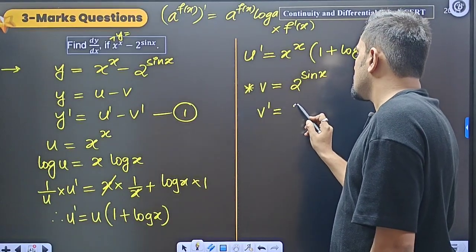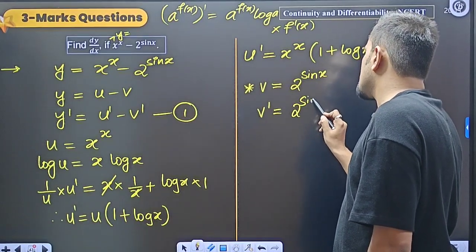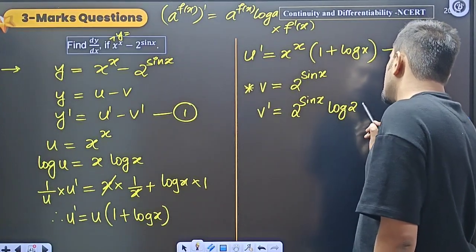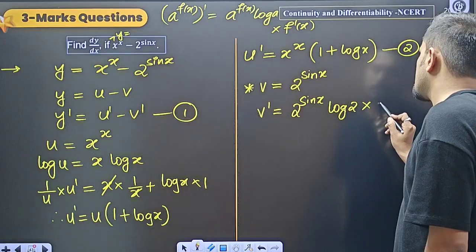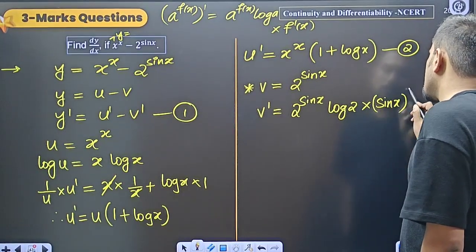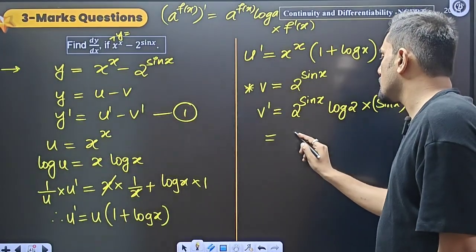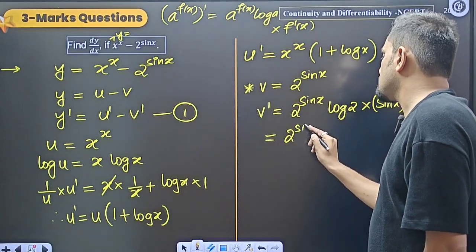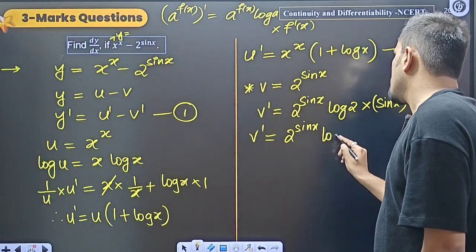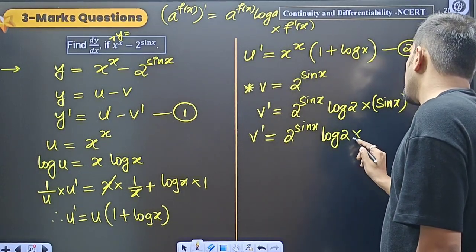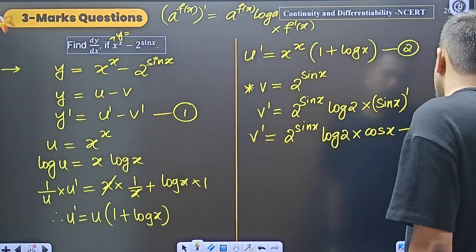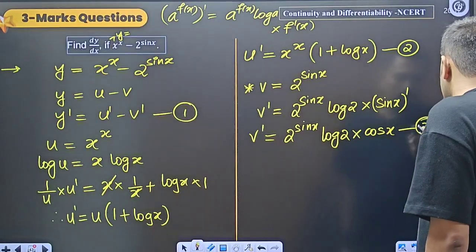a raised to f of x means 2 raised to sin x into log a, that is log 2, into derivative of sin x. What is the derivative of sin x? Cos x, right? So the answer is v dash is equal to 2 raised to sin x into log 2 multiplied by cos x. Consider this equation as 3.